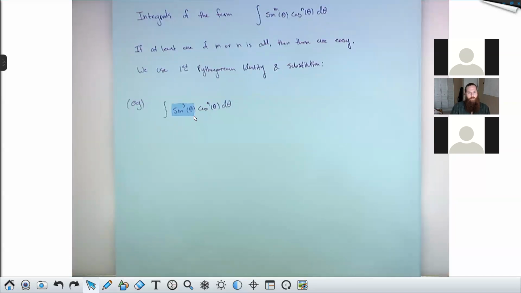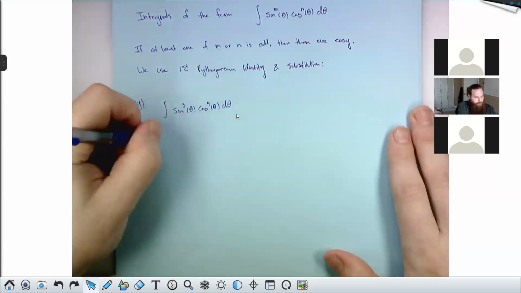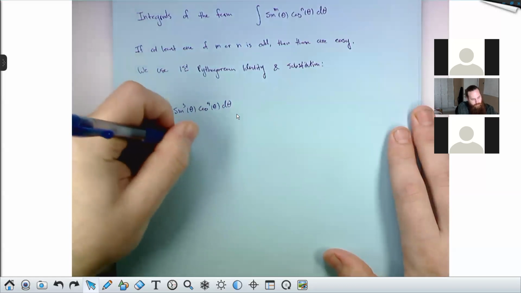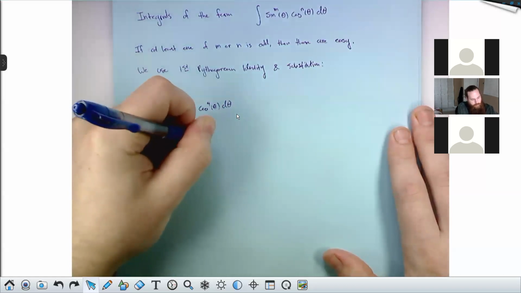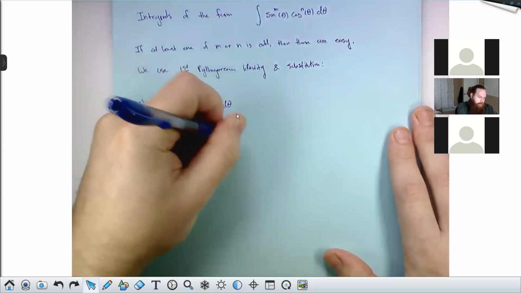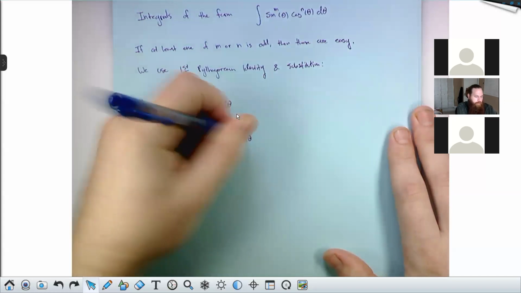So I've got an odd power of sine and an even power of cosine. So is it true that at least one of the powers is odd? Yes, it is. The power of sine is odd. The strategy goes like this. You're going to take one copy of the odd powered guy and set him aside with the differential. So first, I rewrite this as sine squared theta times cos to the 4 theta times sine theta d theta.